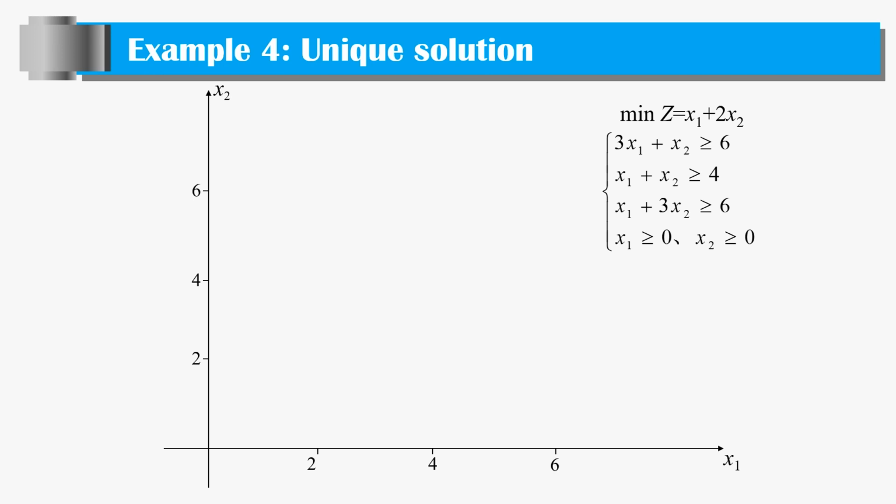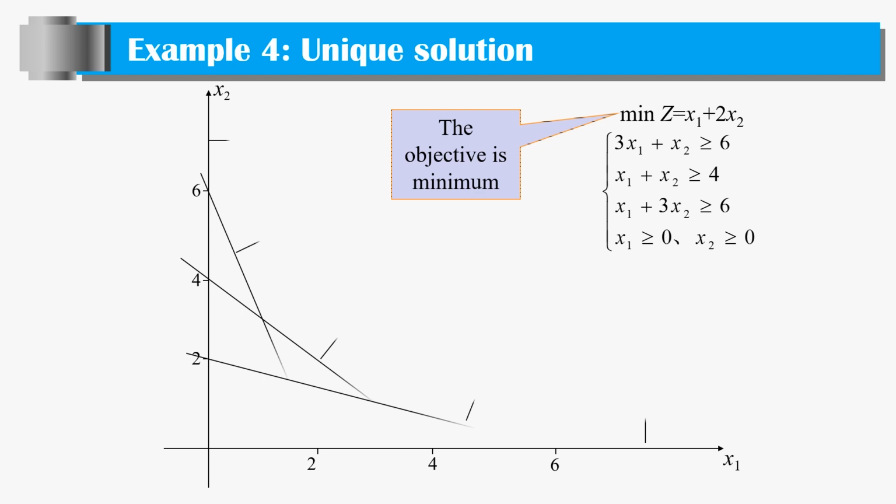Example 4, we see this example. Why do we introduce this example? We notice that the objective function is not maximum, it is minimum: J equal x1 plus 2x2. And the constraint is greater than or equal to, rather than less than or equal to. So we need to solve this problem.